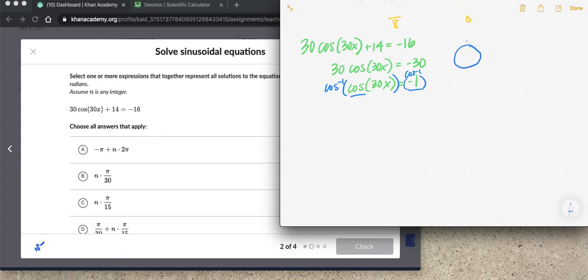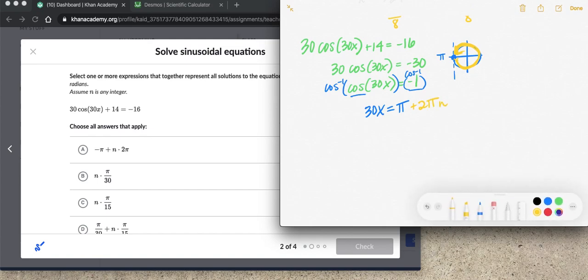Again, I like to think of my unit circle. My cosine is my x value. Where is my x value negative 1? Well, there's just one lonely position right there at pi. So 30x must be equal to pi. But remember, and I'm going to do this now because hopefully you'll just get in the habit of this, every rotation, we come back. So it's actually pi plus 2 pi times however many rotations we go around.